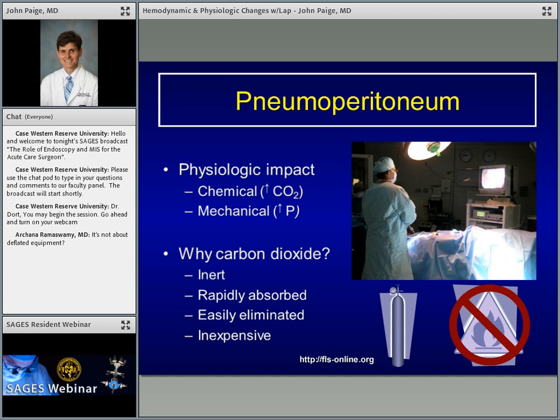response of the body. And as you can see, when you put someone in reverse Trendelenburg, as you would say for an upper GI procedure, you have a decrease in the cardiac index. You might not have a change in your mean arterial pressure, and there isn't a change in the intracranial pressure, but it does have an impact on heart function.